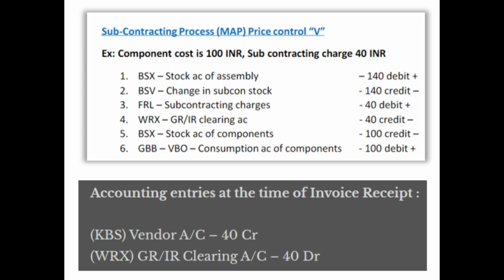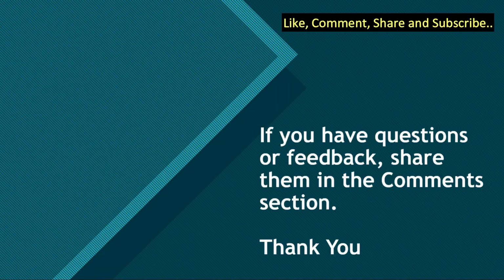Now when we do the invoice receipt, the vendor account, that is KBS, would be credited by 40, and the GRIR clearing account, that is WRX, would be debited by 40. So in the next video, we will be going into the SAP screen, and we would execute the whole end-to-end subcontracting process. So that is all in this video.